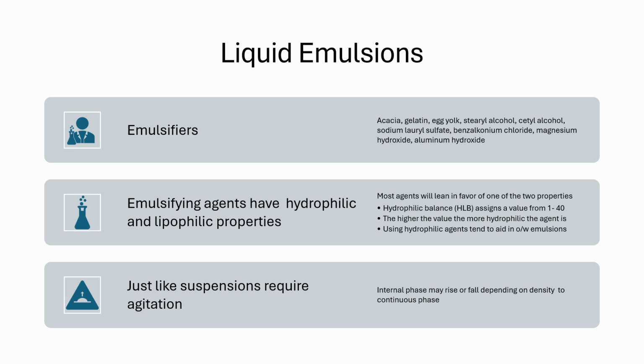Just like suspensions, they require agitation prior to giving the dose. The internal phase may either rise or fall depending on its density relative to the continuous phase. Again, emulsifying agents are important because they help prevent the emulsion from breaking, which is often permanent.